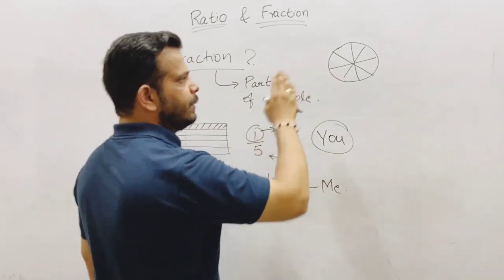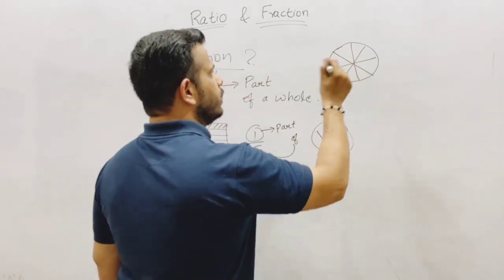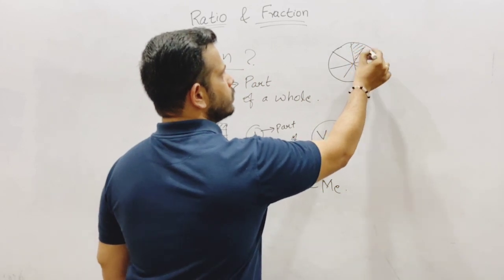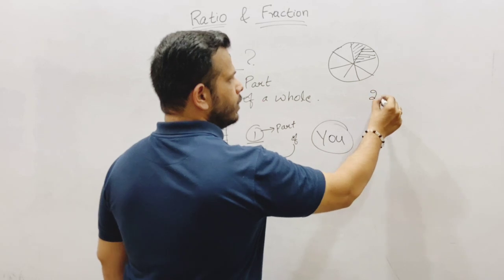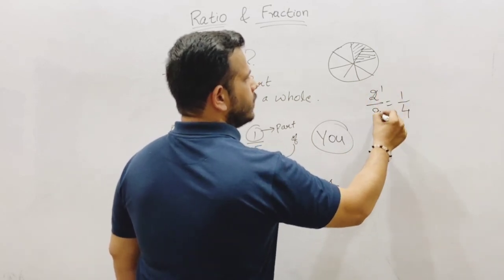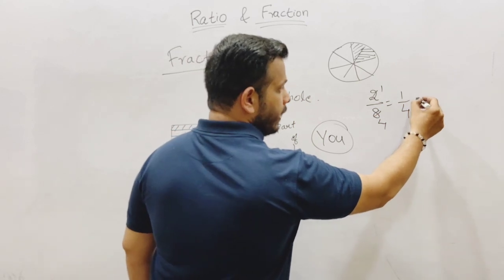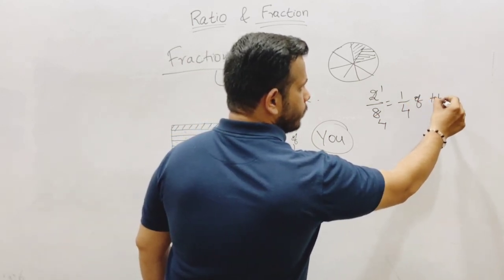Total 8 parts are there. You love pizza a lot. You gave me 2 parts. Okay, how much you gave me? 2 by 8, which is 1 by 4. 2 ones are 2, 4s are 8. So we have given 1/4 of the total pizza.